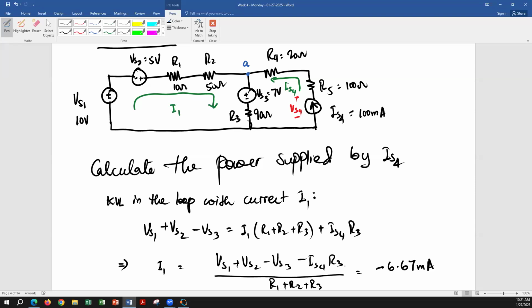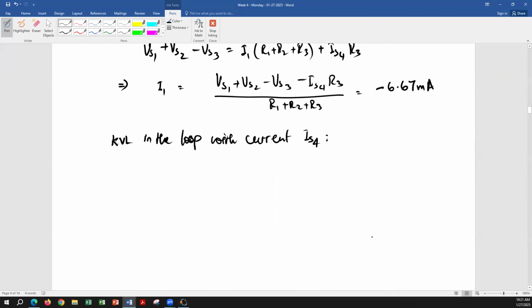All right, so now we know how to calculate VS4. So let's go ahead and do that. Our equation is VS4 minus VS3 equals IS4 times (R3 plus R4 plus R5) plus I1 times R3.